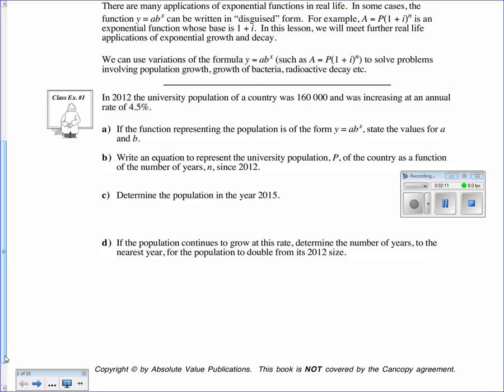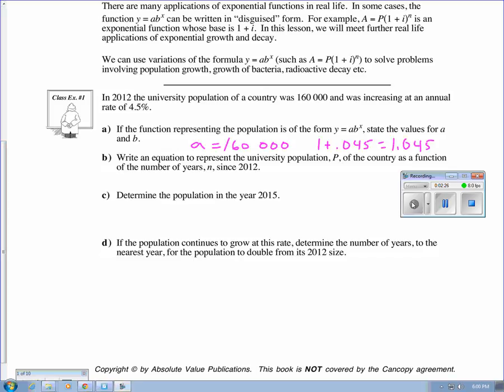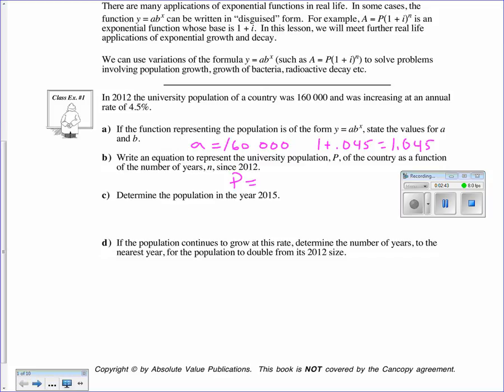In 2012, the university population of a country was 160,000 and increasing at an annual rate of 4.5%. What if we wrote that as an exponential statement? As an exponential statement, you might view it as 1 plus the population increase. And we can write that in an equation format and then try to solve it. So the population P is going to be the amount times 1.045 to the power of n. Determine the population in 2015.